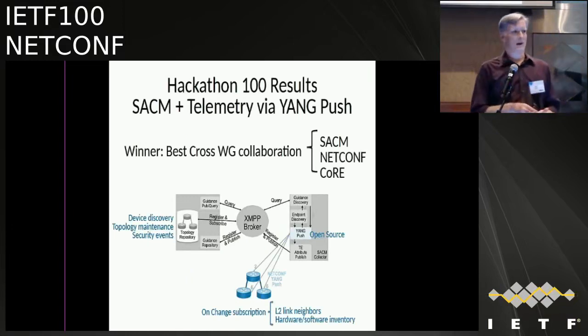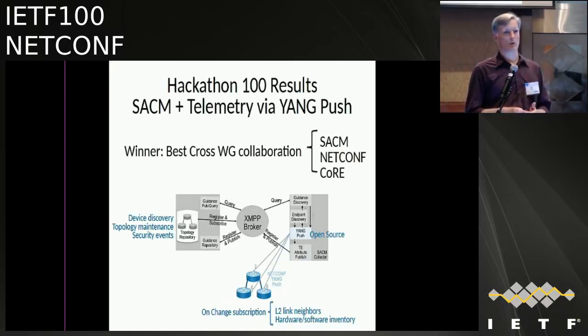Now, this is the second hackathon. This is just a report out on what the hackathon results were from last weekend. In IETF 99, we did an event where we had 2 different vendors, and we tried to interoperate. This time we did a SACM plus telemetry with YANG Push hackathon element, and we had participation from SACM, Netconf, and the CoRE working group, and we ended up winning the best cross working group collaboration. I think that's pretty cool.